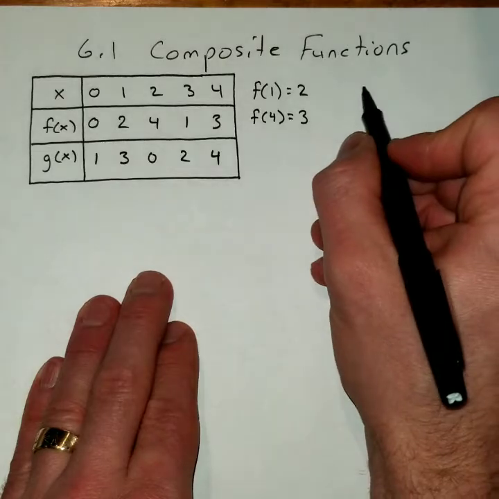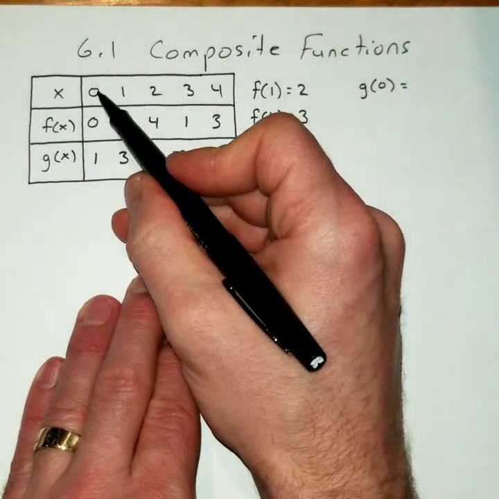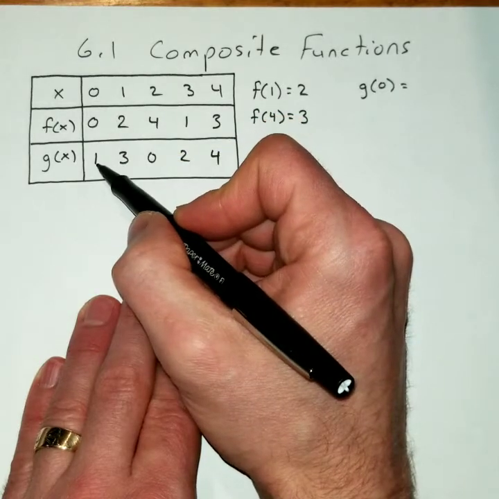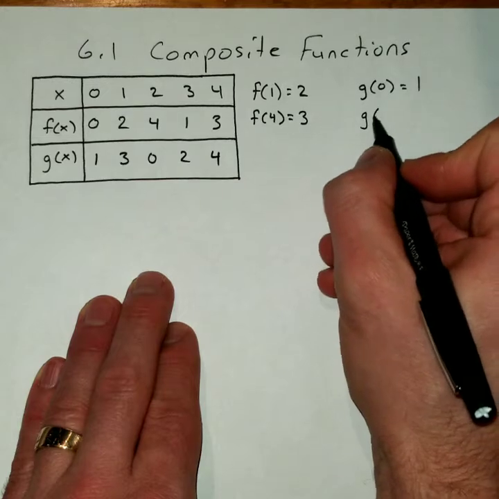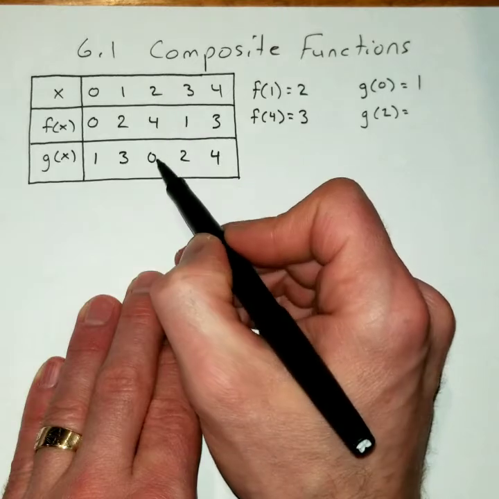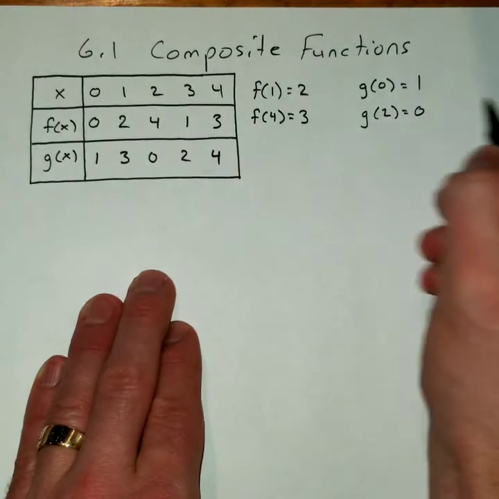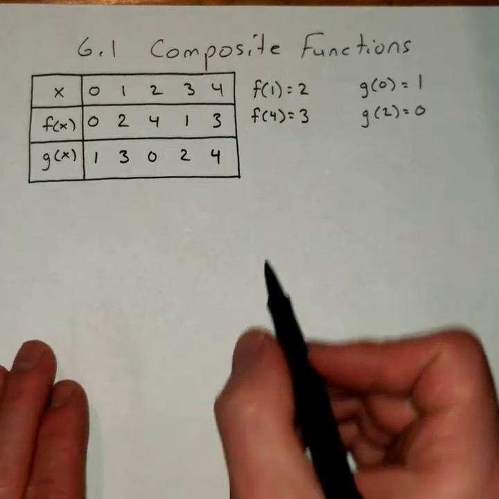If I wanted to find g of 0, for instance, 0 is the input, 1 is the output for g. And if I want to do g of 2, well, 2 is the input, 0 is the output, so we get g of 2 equals 0. Now that just gives you an idea of the input-output idea. Now we can look at some composite functions using the same information.